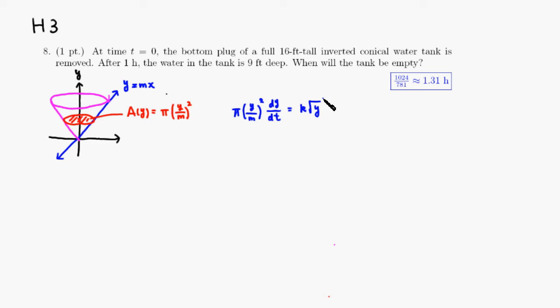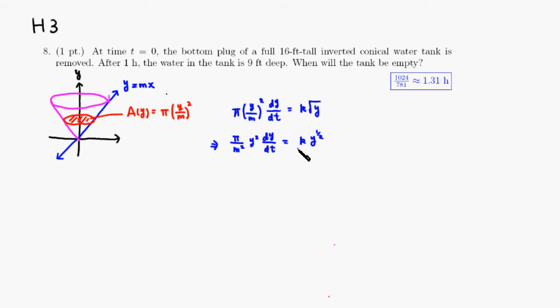First thing I would do is simplify this equation. You have pi, which is just a number, then m squared, which is just a number. Then you have y squared and dy over dt. If you don't like the square root, you can always write it as y to the 1/2 power.